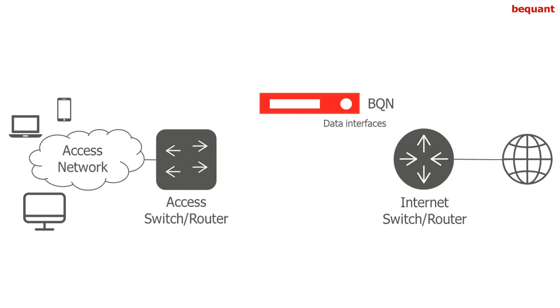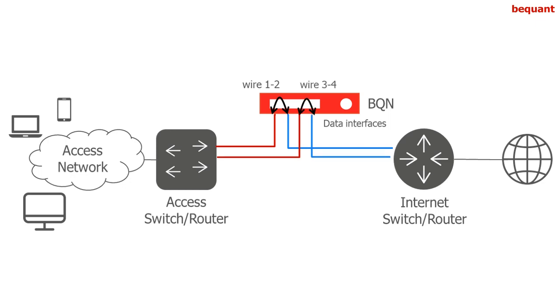Data interfaces are paired in what we call a wire. Traffic going into one of the interfaces in the wire goes out from the other one and vice versa. A Bequant node may have more than one wire. Wires do not have IP addresses. They capture the traffic in the link. And they are directional. So the first interface in the wire has to be connected to the access network and the second one to the internet, as it is shown in this diagram.